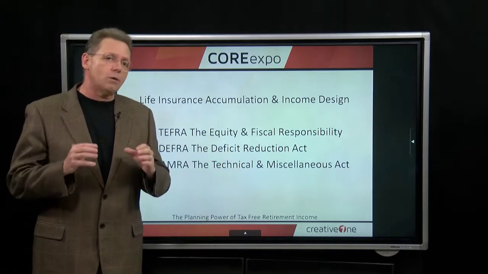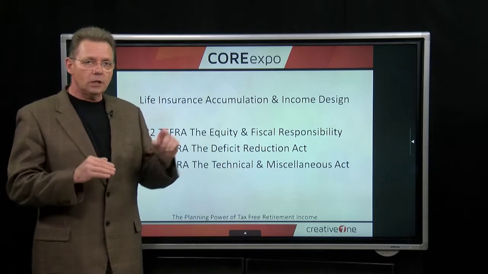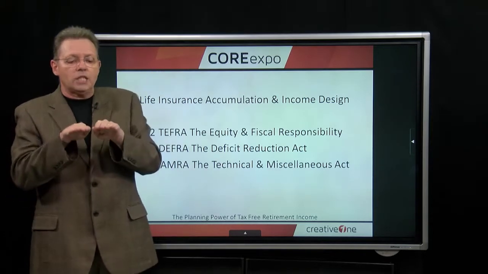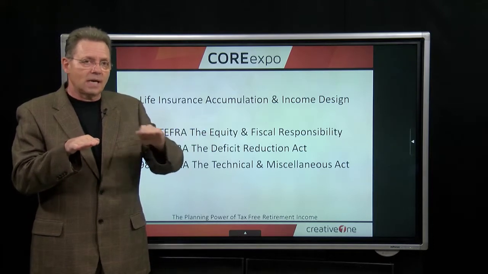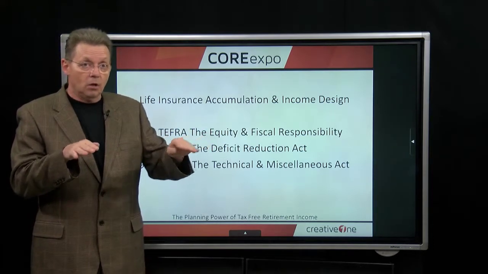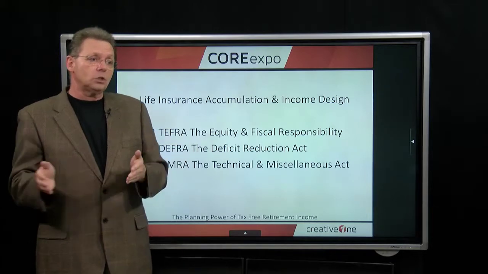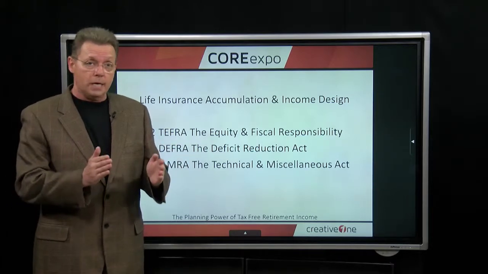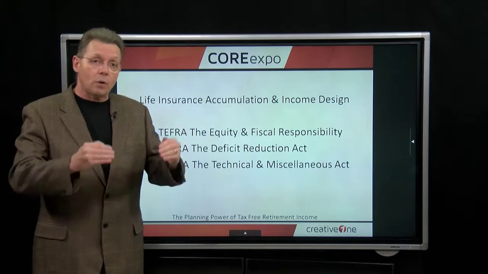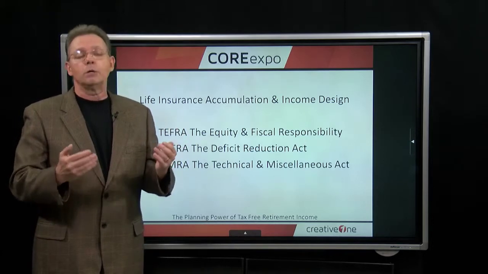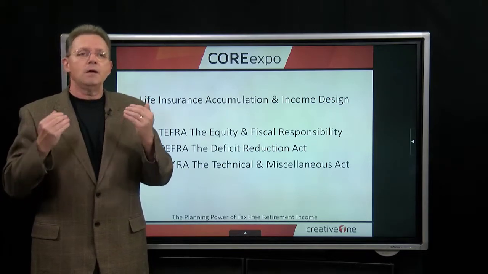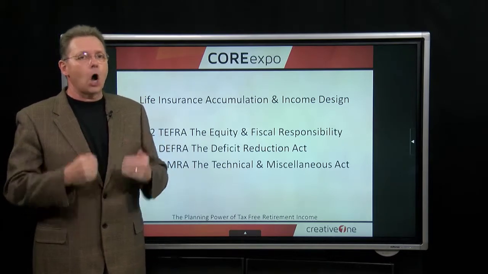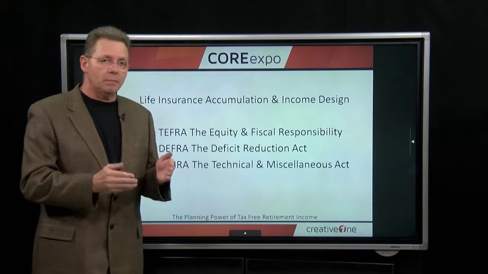This changed our way where we had to stage in, not only do we have the DEFRA corridor now, but we have to stage in our money based on the guideline 7-pay test, the guideline annual, and the guideline single. 3 new impositions, so we can't just stuff money in there. If we put too much money in too early, then we create a modified endowment contract and we lose the tax-free policy loans. And that became a big issue on how to artfully stage in premium so that we could avoid TAMRA.